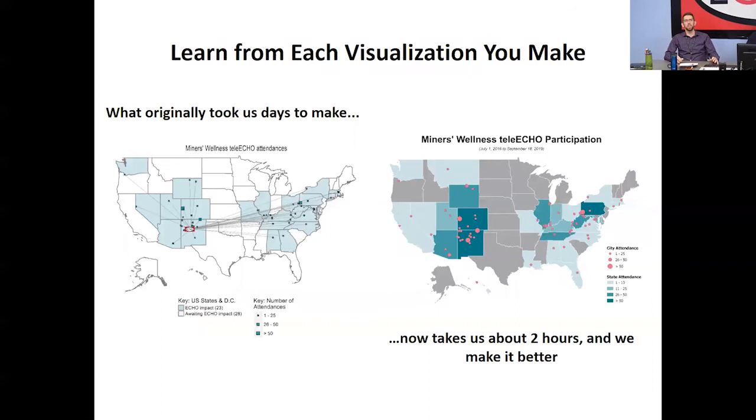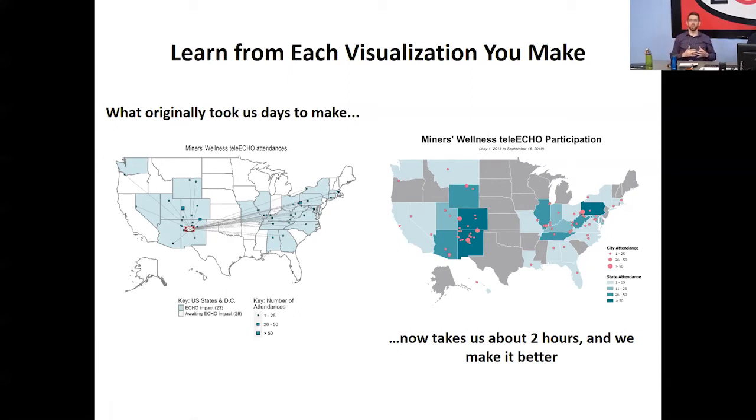And then the last piece, and we've touched on this a little bit, is learn from every visualization that you make. So these are just 2 examples of 2 maps that we've been working on for our Miners Wellness program here at UNM that reaches across the country. This is an earlier version map that was built in a tool called R. And it took many, many days and a lot of computer programming to do the first time we made it. And it works, it's utilitarian, it conveys the message, but when you put it next to other maps, it may not be the prettiest.